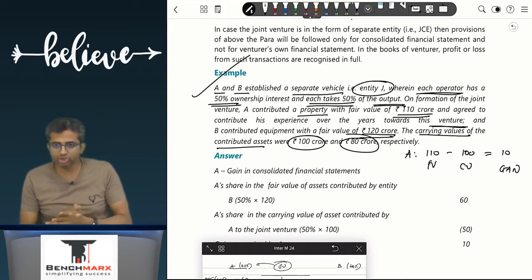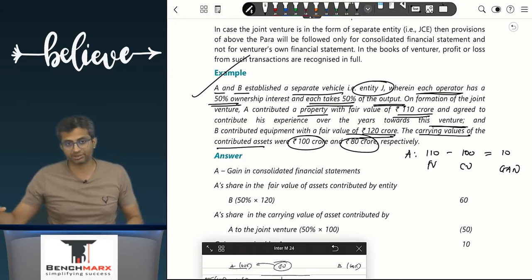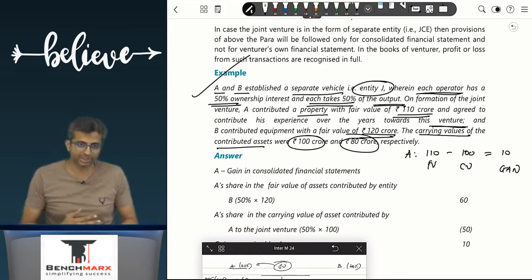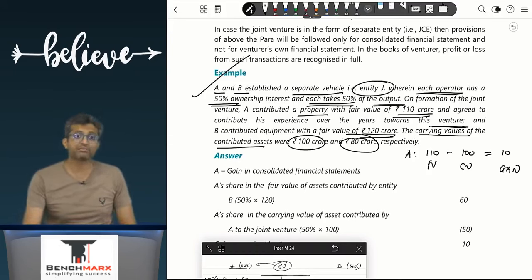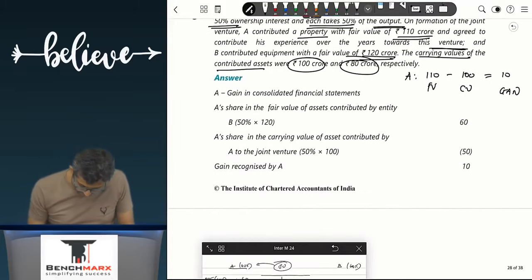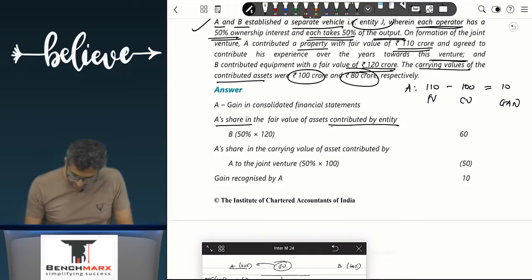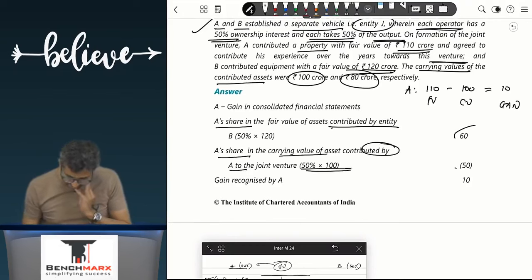So, in your books, you will say, my asset of 100, I am giving up 50%. And hence the remaining asset will continue to appear at 50 rupees and I will record a gain of 5, not of 10 rupees. The remaining 5 is unrealized. So the gain over here: A's share in the fair value of the assets contributed by B is 60. A's share in the carrying value of assets contributed by A to the joint venture is 50. And hence the gain to be recognized overall is 10.